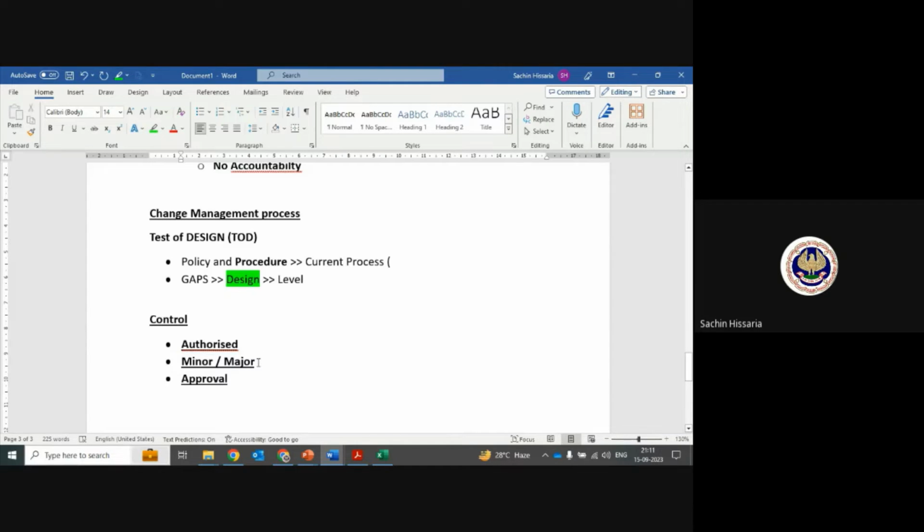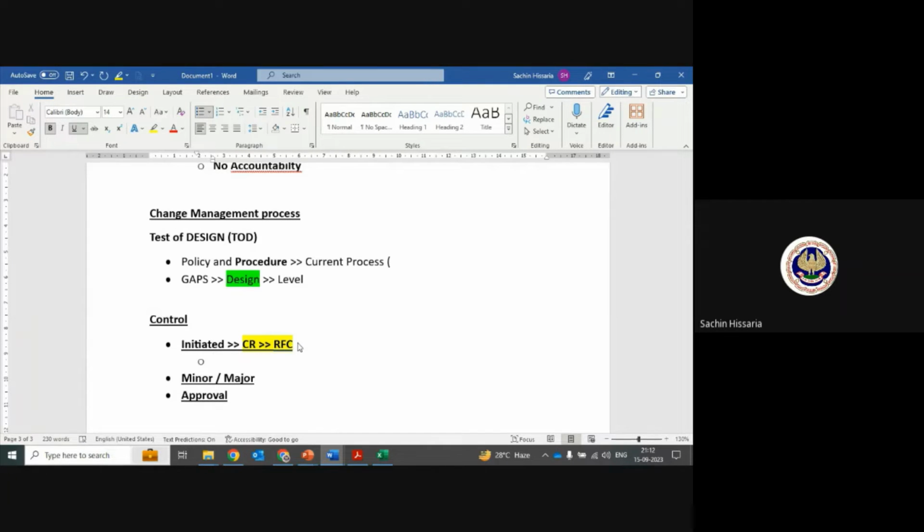After reading the policy procedure document, I will verify some controls, like how the change process is initiated. Generally, the change management process is initiated through a change request form. So you will see a CR form or request for change. These are the two documents which are generally there in the organization. This is how the change management process is initiated.